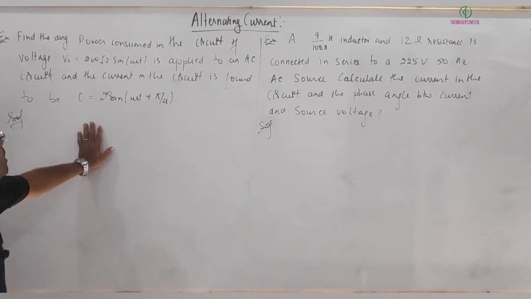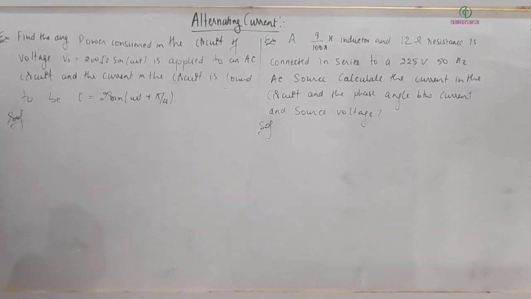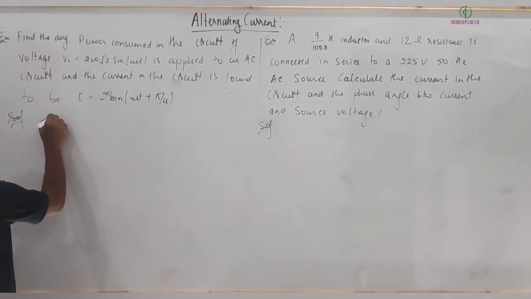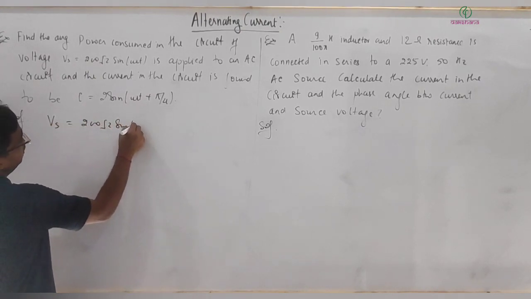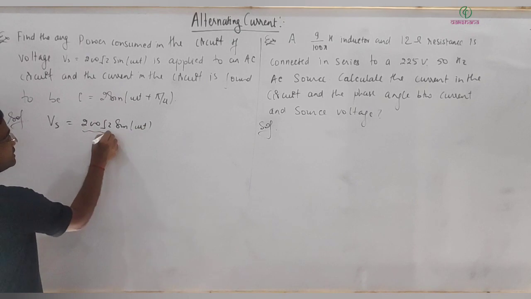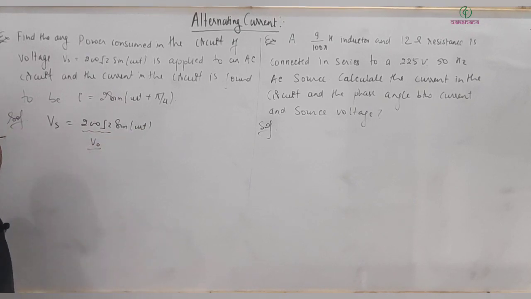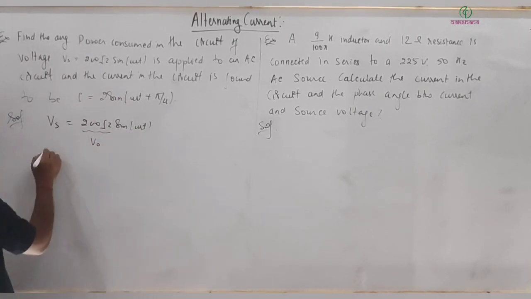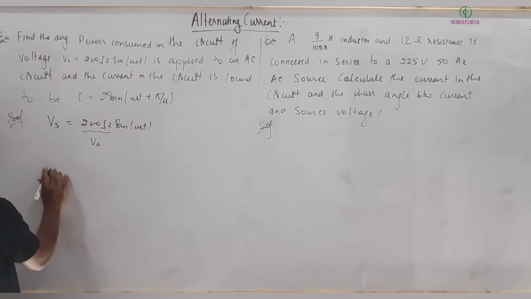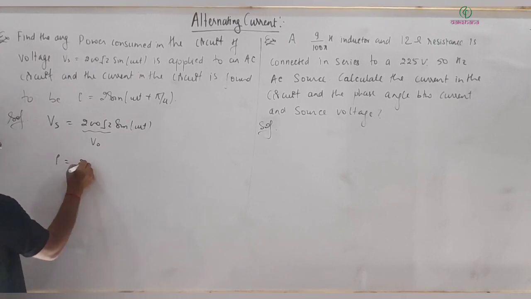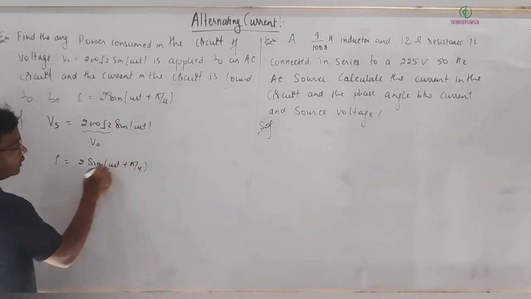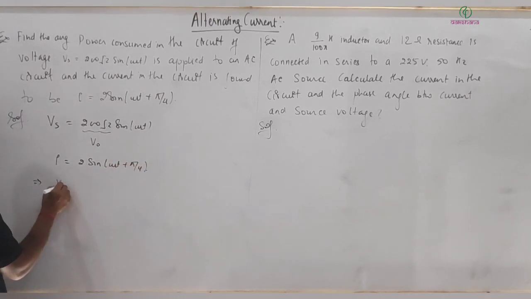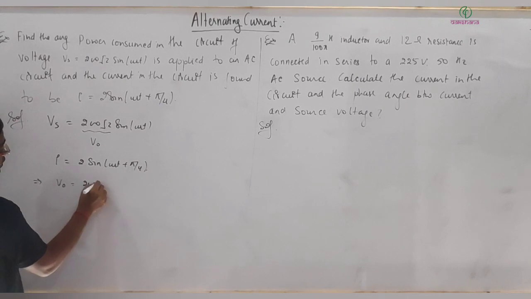Let me first solve this problem. Find the average power consumed in the circuit if voltage applied is given. Here the source voltage is given as 200 root 2 sine of omega t. This is V naught, the peak voltage. Similarly, the current is also given directly, that is 2 sine of omega t plus pi by 4. So from here I can write V naught is equal to 200 root 2.